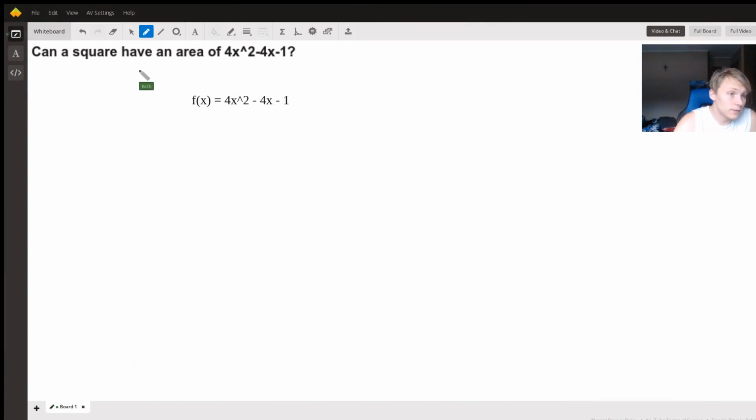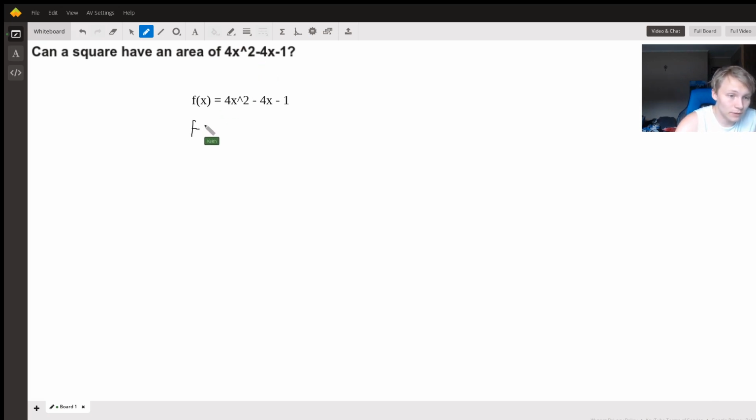Hi, so this question needs a little bit of clarification before we can really answer it. For the question, can a square have an area of 4x squared minus 4x minus 1? Well, there are a lot of numbers that take this form.